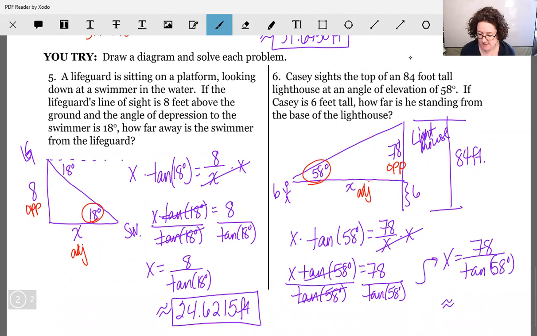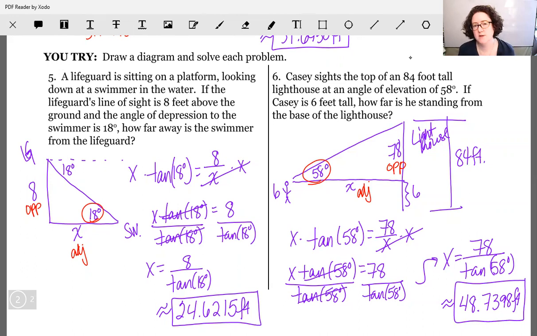And plugging that in my calculator, 78 divided by tan 58 gives me approximately 48.7398 feet. So he's standing a little bit less than 49 feet away from the base. So again, we didn't have to add 6 to our overall height, but we did have to take that into account when labeling our diagram.